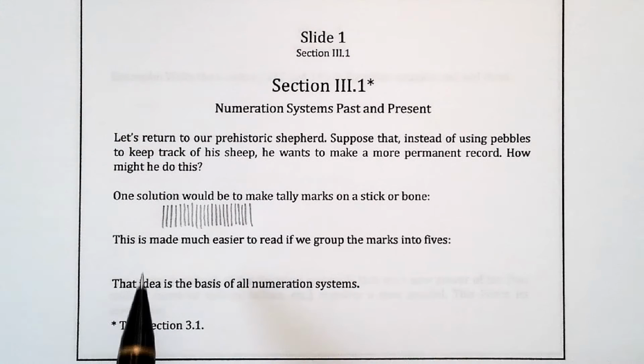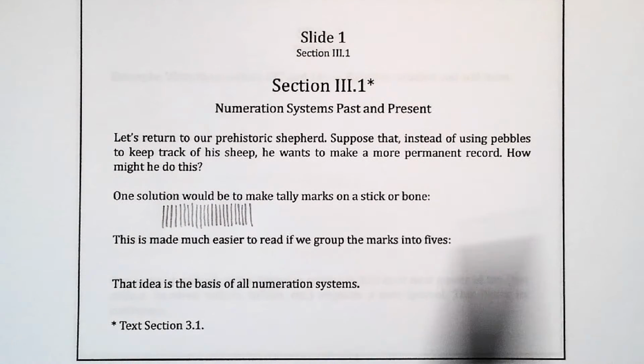And archaeologists have actually found artifacts that are marked like that. It seems like probably prehistoric people were using this to keep track of things. Of course, it's pretty hard to read that. If you're going to try to use this to figure out whether you've lost sheep or not, or how many sheep you owe somebody, it's going to be difficult to decipher that.